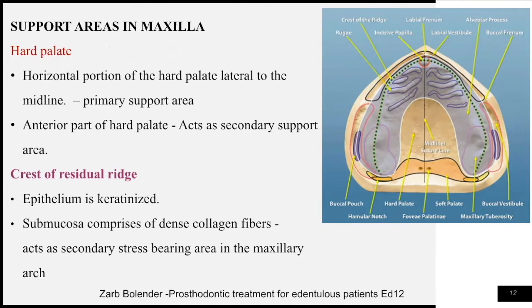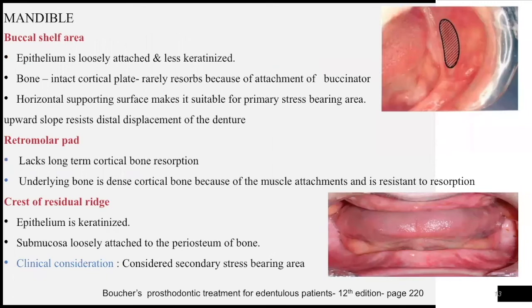Coming to the crest of the ridge, a secondary stress-bearing area, cancellous bone is seen, and the periosteum is firmly attached. Coming to the mandible, the buccal shelf area is the area of primary support where cortical bone is present, and the presence of the buccinator fibers, which are attached anteroposteriorly, makes the bone barely resorb. It is ideal as a primary stress-bearing area, with its upward slope resisting displacement of the denture.